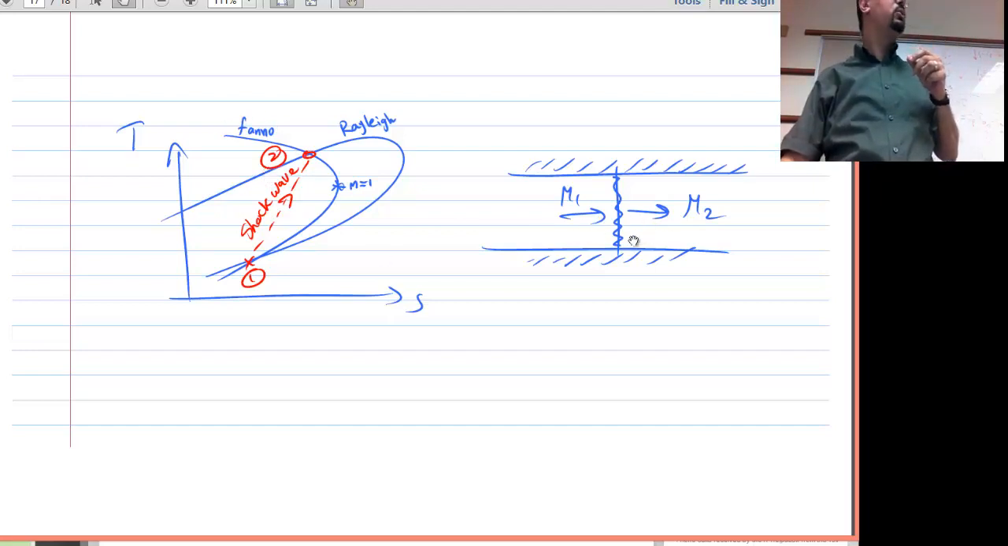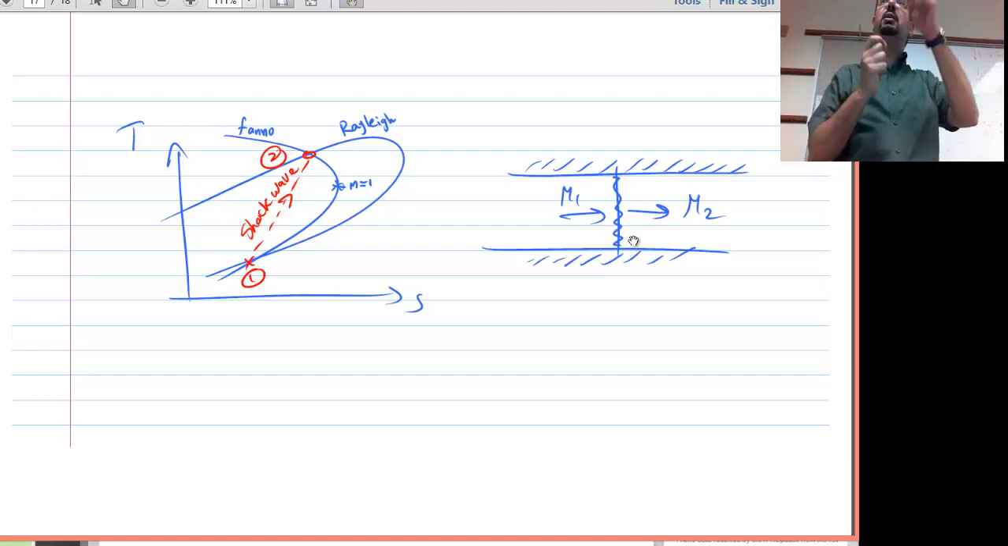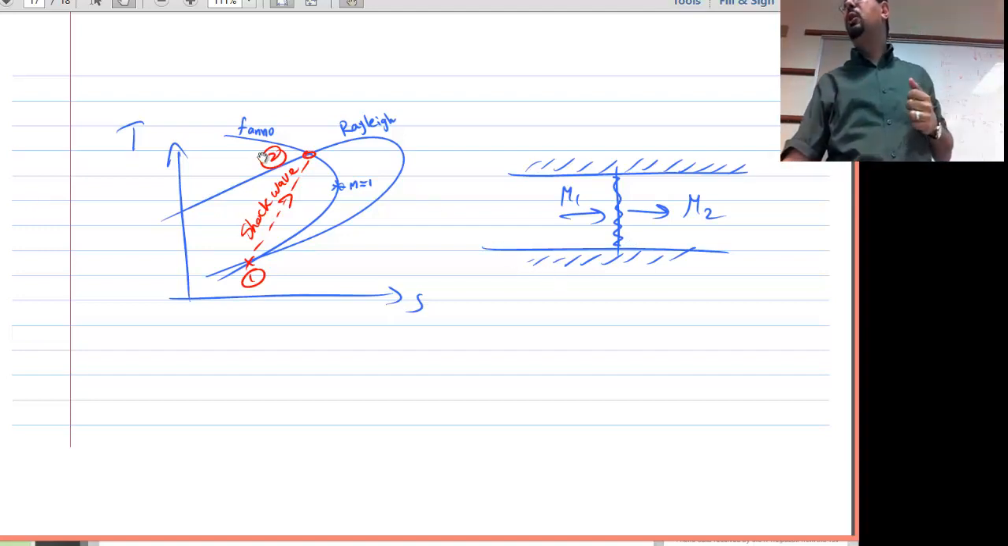The continuity is conserved in the shock wave. Yes, rho v is constant. And the shock wave is adiabatic. There is no energy transfer. Why is there no energy transfer? Because it's so thin, there is no chance to. So the shock wave basically follows the Fano curve. If one point is here, the second point also needs to be on that curve.